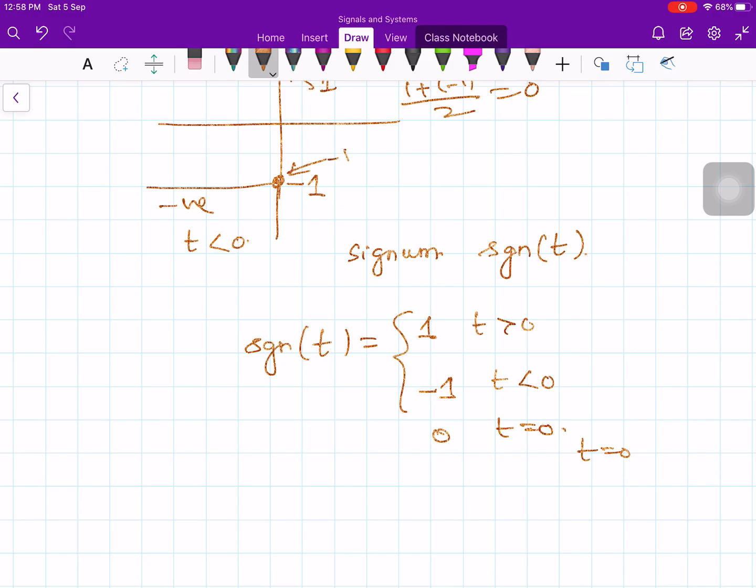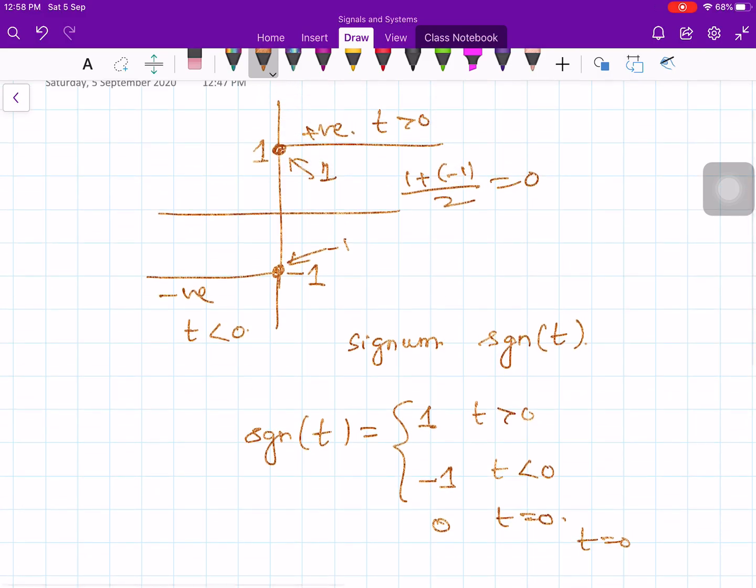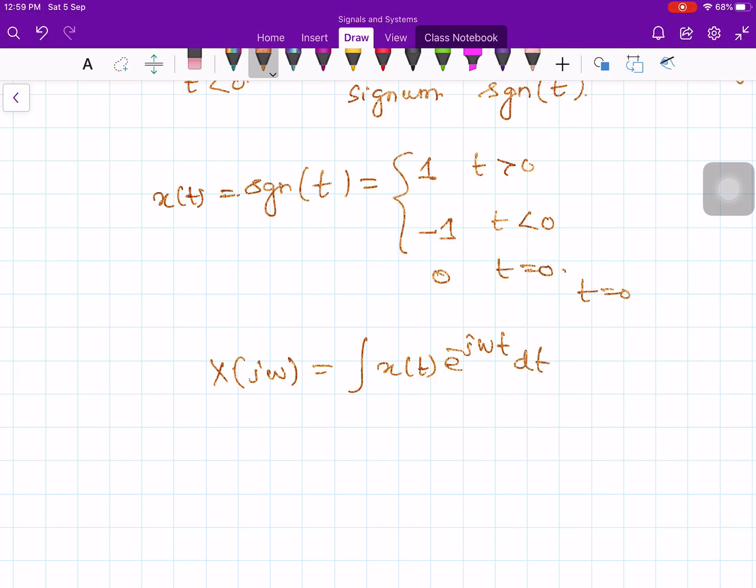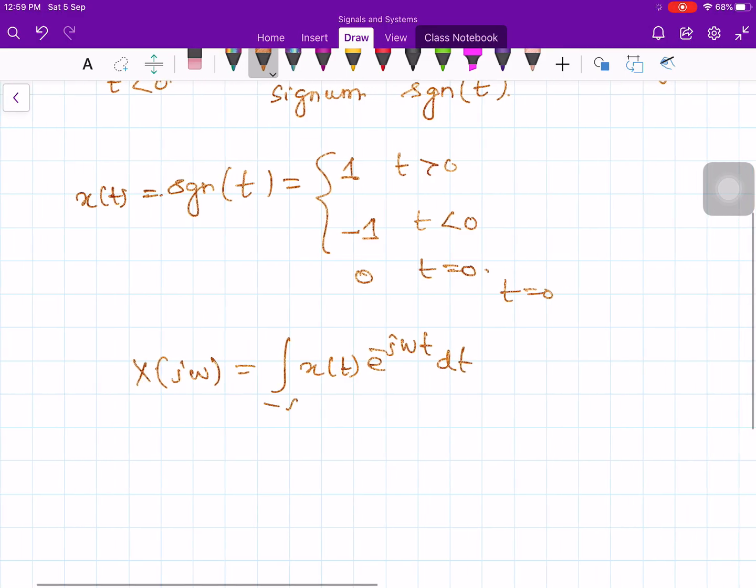So obviously its Fourier transform can be derived in the usual way, and moreover if you look at this function, it is an odd function. For an odd function, the Fourier transform is purely imaginary. So now let us try to find the Fourier transform of this. Let x of t be equal to Signum of t, then X of j omega is the integral of x of t times e to the minus j omega t dt, and the limit is minus infinity to plus infinity.